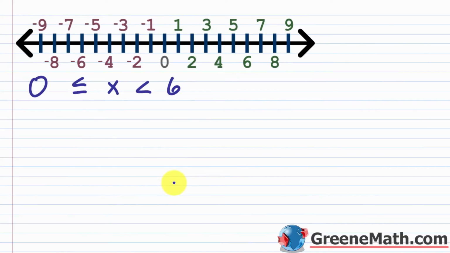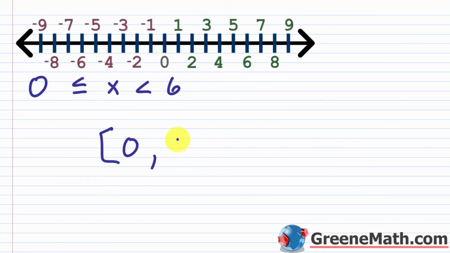Okay, so interval notation here is a bit tricky because we have mixed inequalities, right? So we have one that's a non-strict inequality and one that's a strict inequality. So what I'll do is for the smallest possible value, I'm going to list 0, and it's going to be included. So I'm going to have a bracket there because we have a non-strict inequality. We have x is greater than or equal to 0. So it can be 0. Then I'm going to put a comma.